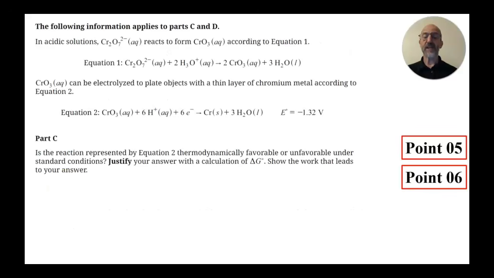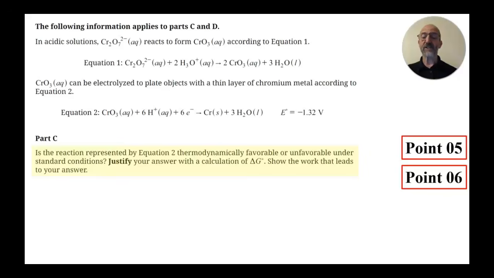And so this is actually point 5 and point 6. Now, I'm not sure if this is correct, but I have assigned 2 points to part C of this question. 1 point for the calculated value of delta G, and then 1 point for determining whether the reaction represented by equation 2 is thermodynamically favorable or not.